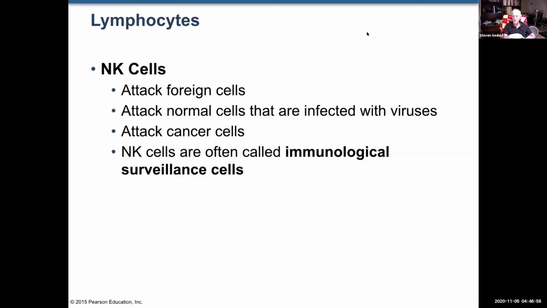NK cells, we talked about natural killer cells. Okay, they attack foreign cells. They attack normal cells that are infected with virus. That's the key here. Remember we talked about cancer cells. Cancer is so deadly because there is no silver bullet. Okay, it's our normal cells. So there are no flags. There's no surface antigens that say, hey, this is a bad cell. It has a cancer in it.